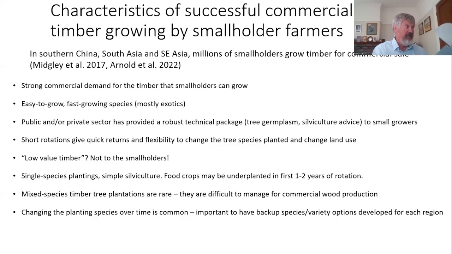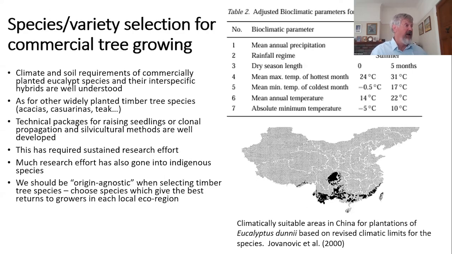Let's look at the next slide. This is about these technical packages that have been developed for these widely planted timber species. And on the right-hand side of the slide, we can see a set of climate conditions under which the Eucalyptus dunnii can grow. That's a subtropical species that grows in warm, temperate subtropical climates. It can tolerate some frost. It won't grow in fully tropical areas, so you can map out the areas where it would grow in China or Africa or South America, and that will help with matching.